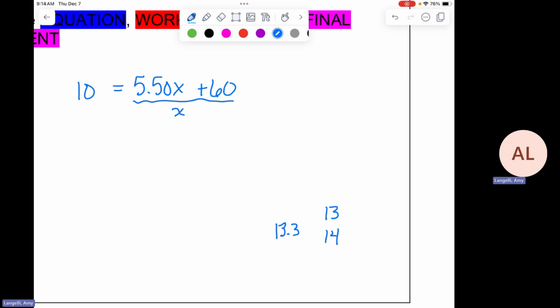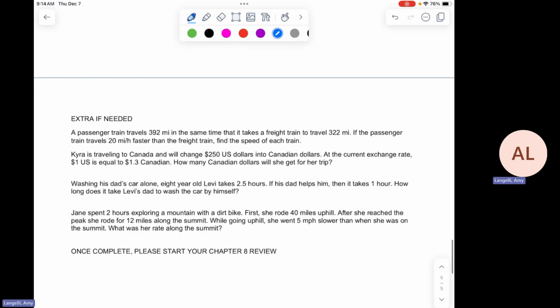It's gonna be too much. We want it to be 10 or under, so that's why we have to go up to the 14. These are not needed. They're extra. They're not even all from last year. This one was from last year. Everything else I just found more online that I thought were cool.